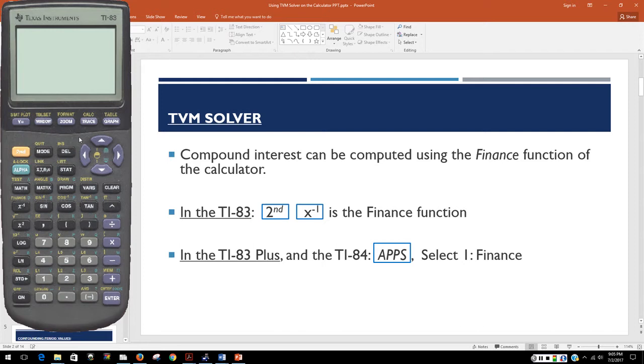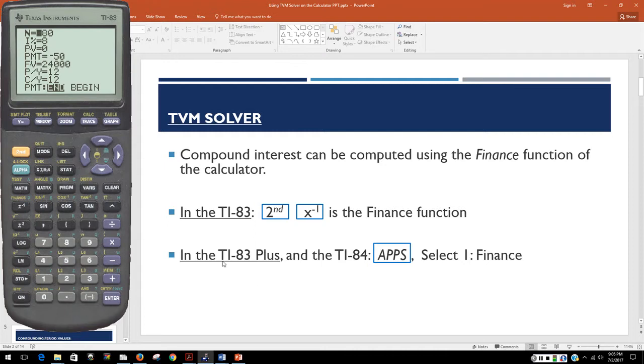Now, the one that I have in the video here is a TI-83, and on the TI-83 I turn it on and I'm going to clear it off, and what I do to access the TVM solver is I press the second and the X to the -1 key and I choose TVM solver. That's the finance function on the calculator. Notice above the X to the -1 it says finance in yellow. So I'm going to choose the TVM solver and hit enter.